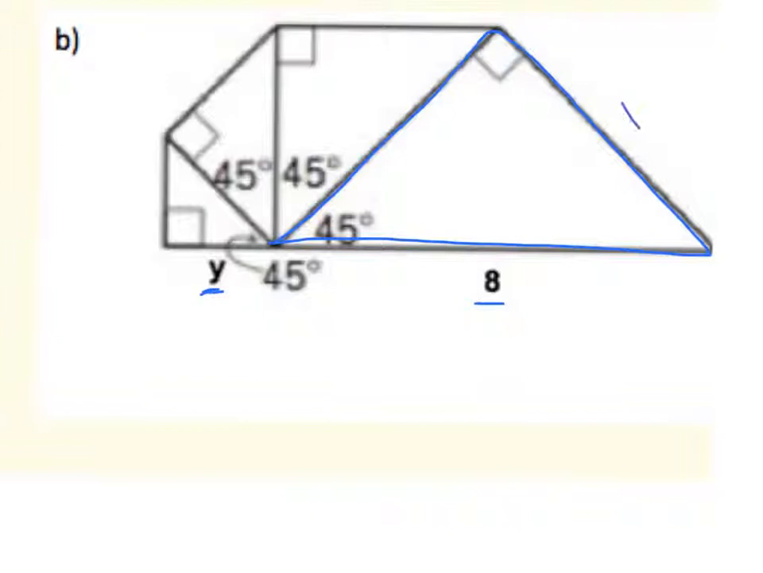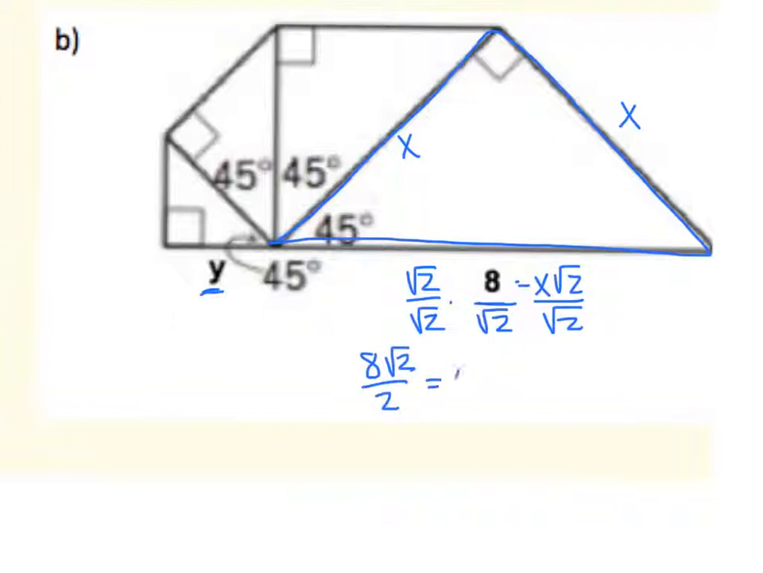Okay, so I've got this triangle, x and x, and this is x root 2. So if I divide by root 2, and I multiply top and bottom, I'm going to get 8 root 2 over 2, which is 4 root 2. So these are going to be 4 root 2. Now I'm going to use that and go to the other triangle, the green one.